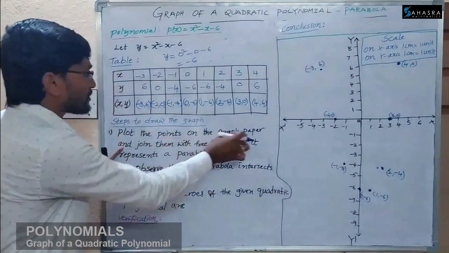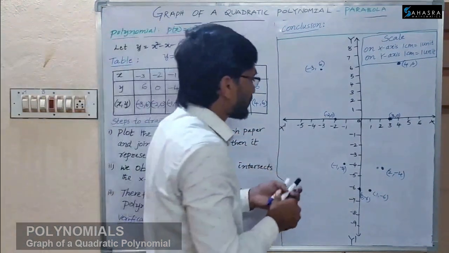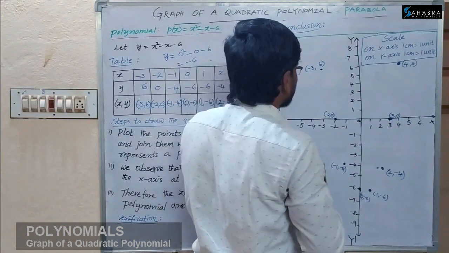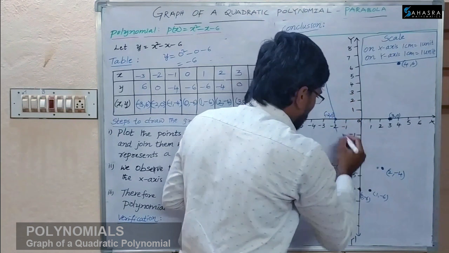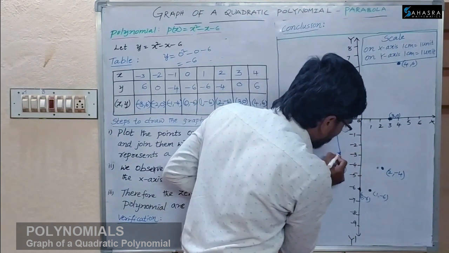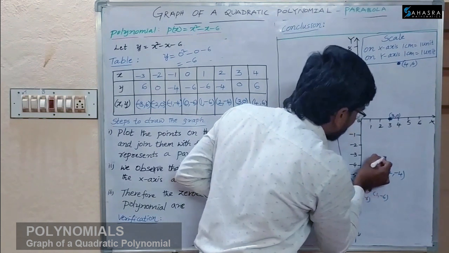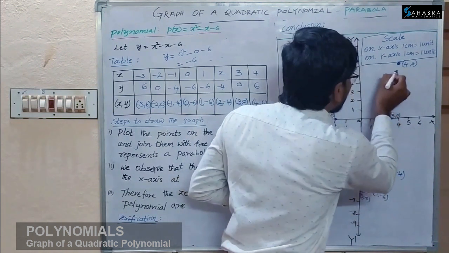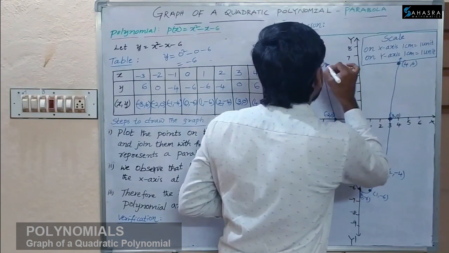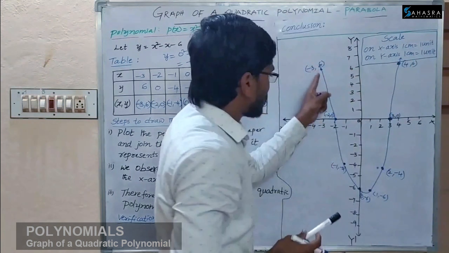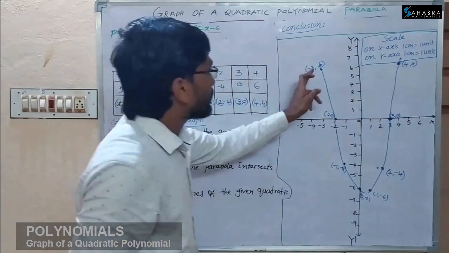So plot the points on the graph paper and join them with the free hand. I want to join these points. Join the points with the free hand, like this. Keep arrow marks because it will extend. So first plot the points on the graph paper and join them with a free hand.